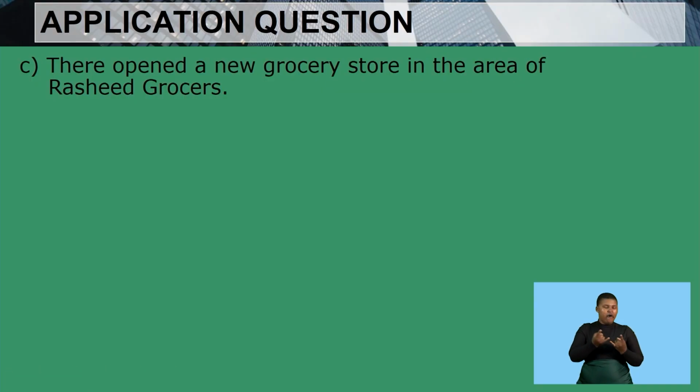Okay, our next statement states they opened a new grocery store. I think it cut off here, in the area of Rashid Grocers. So we can state that it's a grocery store in the area of Rashid Grocers. So it is a business that is delivering a similar product or a similar service. Therefore, it would be competitors.